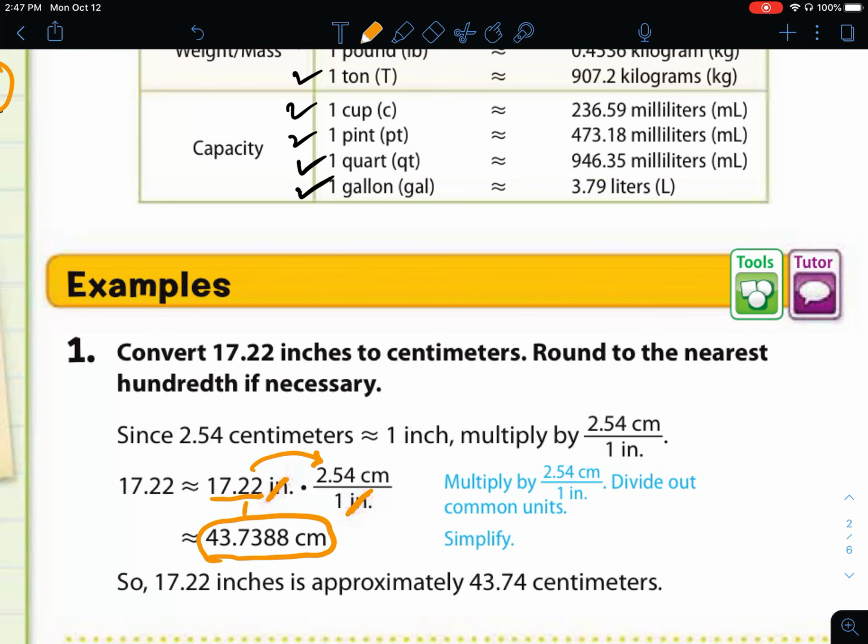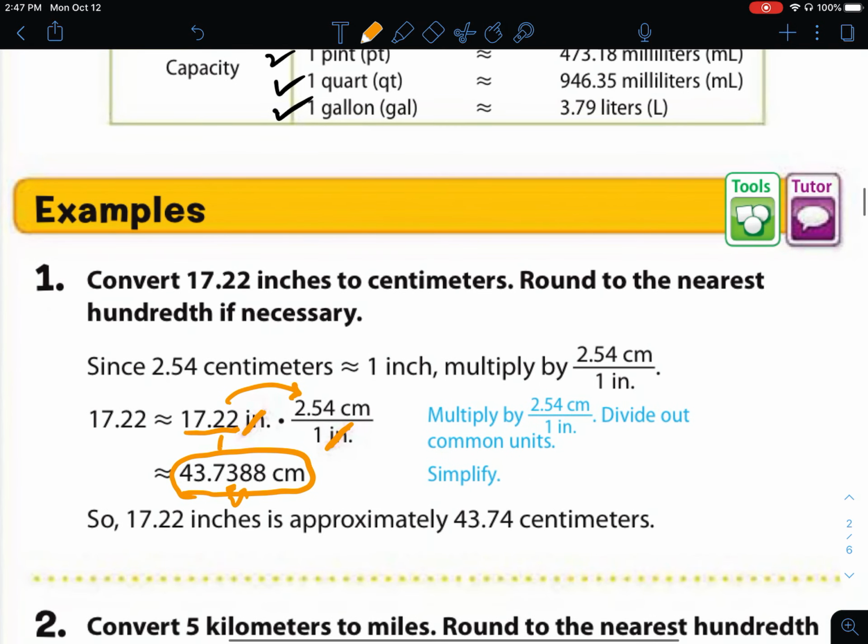But it's asking you to round to the nearest hundredth. And if you notice, the nearest hundredths place is this one right here. So we look at the digit to the right of it, which is 8. So it actually rounds the 3 up to 4. So the rounded answer is 43.74 centimeters. So 17.22 inches is approximately equal to 43.74 centimeters. Okay?